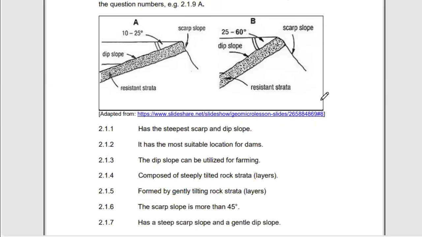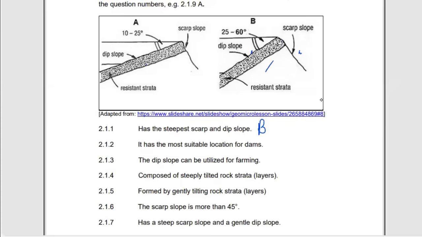Right, those two, we are seeing the difference here is on the steepness. This is a gently sloping resistant strata, and this is a steeper sloping dip slope. And then we have the scarp slope on either side. Right, so let's check. It has the steepest. You are supposed to answer those questions based on the two illustrations, A or B. Yes, the steepest scarp and dip slope. The scarp slope is here and the dip slope is here. The steepest is B.